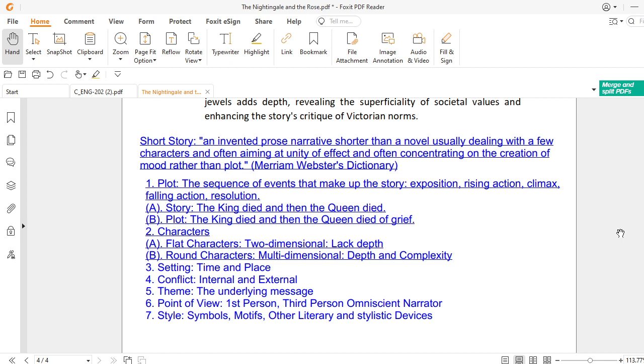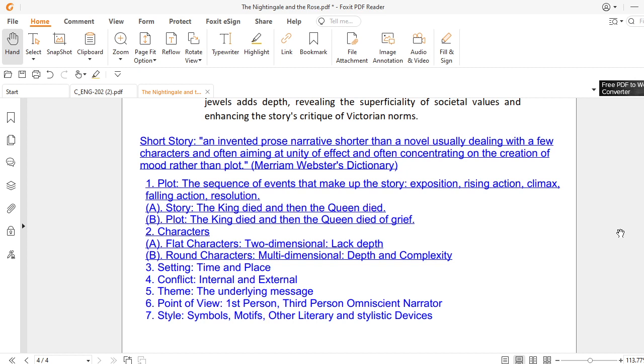Then we have characters. We know very well that the people or individuals in the short stories, dramas, and films are the characters. The characters are of two types. One is flat characters and the other is round characters. Flat characters are two-dimensional characters. They lack depth. They are not complex characters, and usually the minor characters in short stories, novels, and dramas are the flat characters.